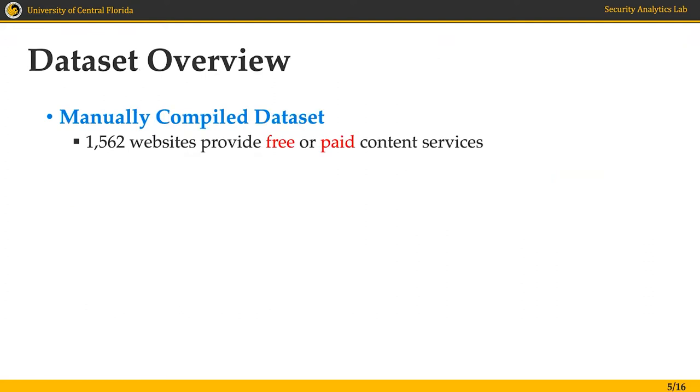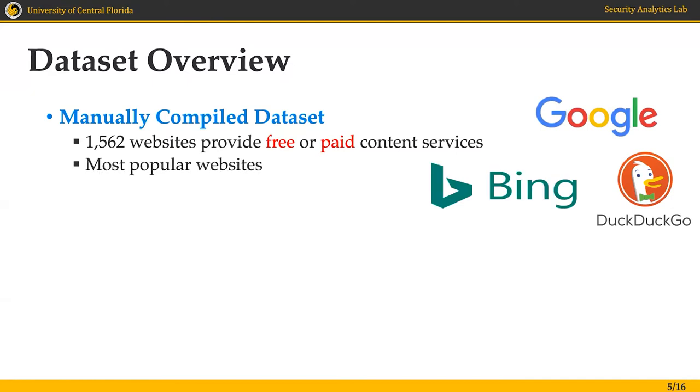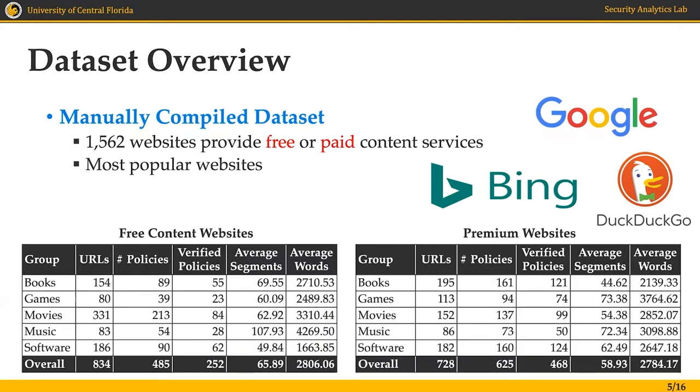And toward these objectives, we have collected more than 1,500 websites that offer free and premium content. And the websites were obtained from the top search results of three search engines: Google, DuckDuckGo, and Bing. And when selecting the websites, we considered the most popular ones that provide free or paid content. We then manually examined and labeled each website as free or premium. And we also categorized them manually into five groups based on the content they provide: either books, games, movies, music, or software.